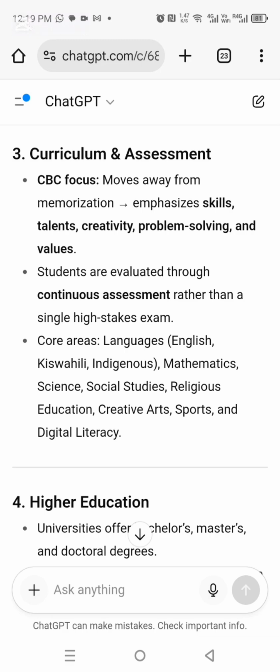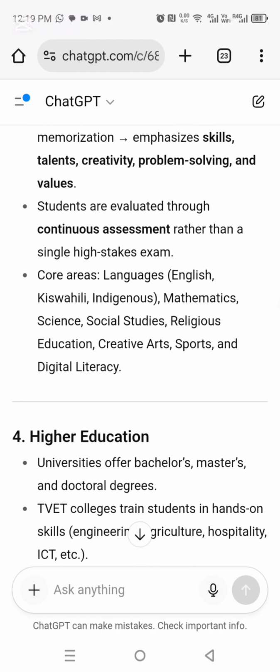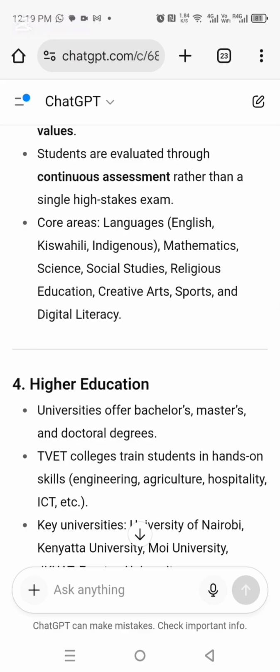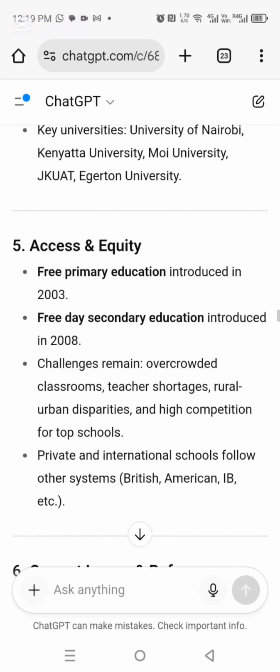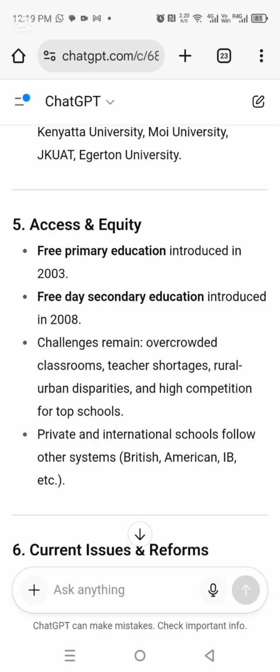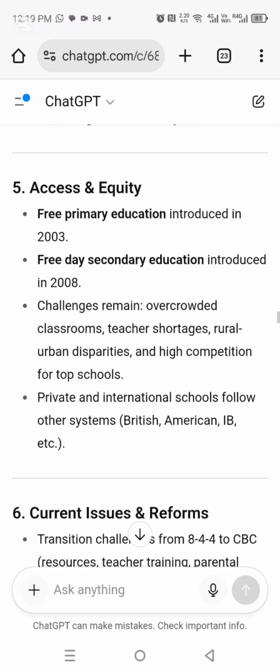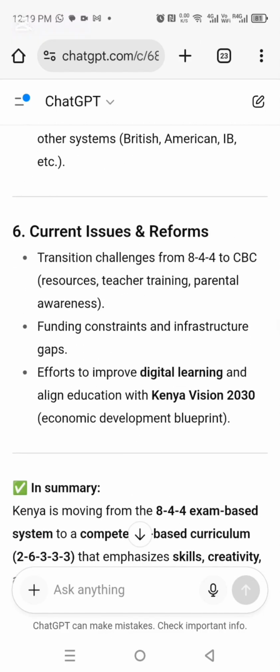So my question is, which problem solving when kids are being told to bring some funny things at school? I wish it would be focused on problem solving our needs. Core areas like languages, mathematics, science, social studies. Then there's the higher education, the universities, the TVETs, and access and equity, free primary education. Yeah, but I don't know if it's still working. Current issues and reforms: transition challenges from 8-4-4 to CBC.